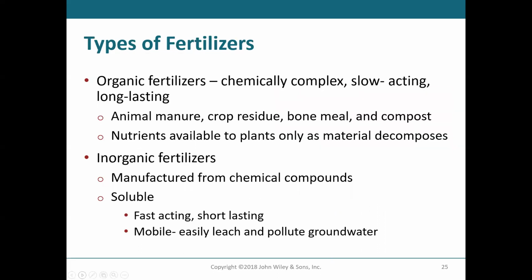The next one is types of fertilizers. So there are two main types, organic and commercial inorganic. Organic include natural materials like animal manure, crop residue, bone meal, and compost. They are chemically complex, slow acting, but longer lasting. The nutrients become available to the plants only as the material begins to decompose, which comes obviously from those microorganisms I mentioned earlier. Next, we have inorganic fertilizers that are manufactured from chemical compounds, and their exact compositions are not very known. They are soluble and they are immediately available to plants.